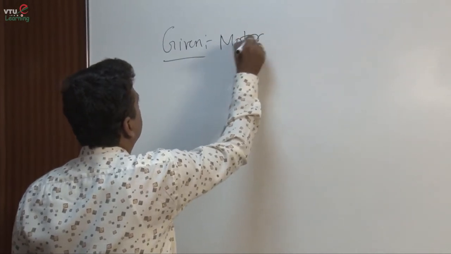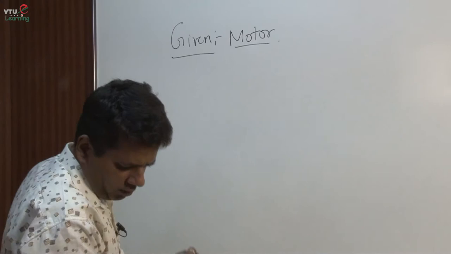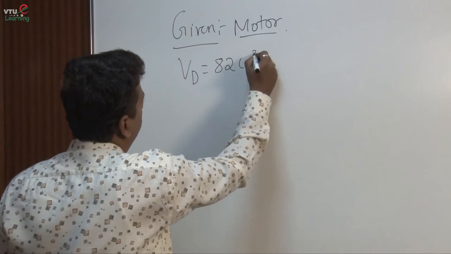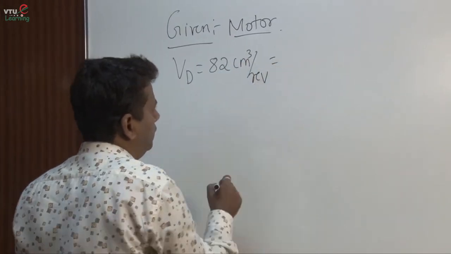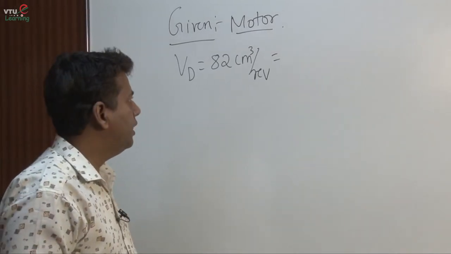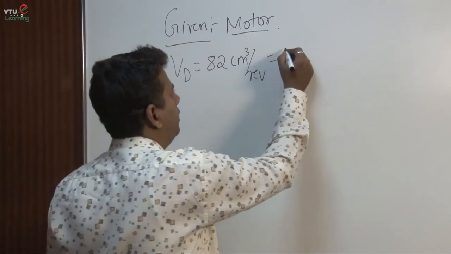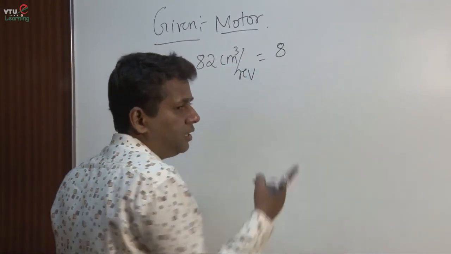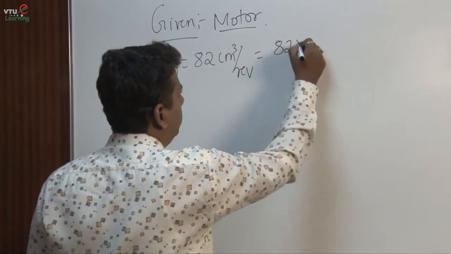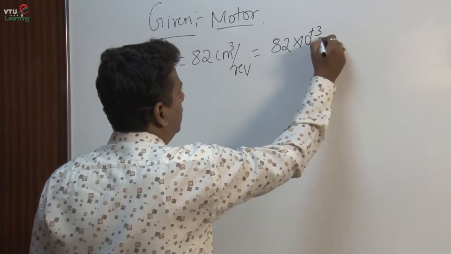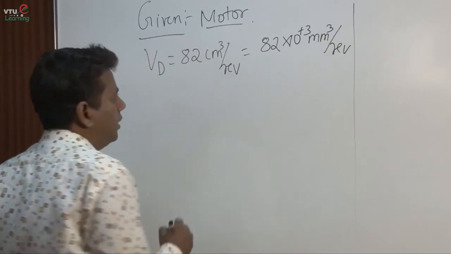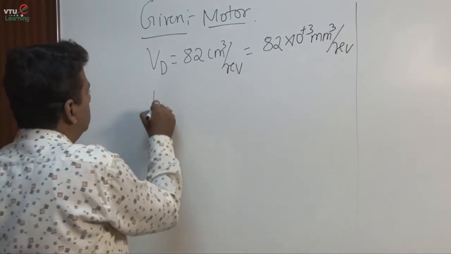Given a hydraulic motor. The first parameter given is the volumetric displacement. Vd is equal to 82 centimeter cube per revolution. It is advisable to convert that into millimeter cube, because if you convert that into millimeter cube, it is very convenient to solve, as the pressure we can convert into Newton per millimeter square. So you just multiply it by 10 to the power of plus 3, it becomes millimeter cube per revolution, right? The next parameter given is pressure, 70 bar.